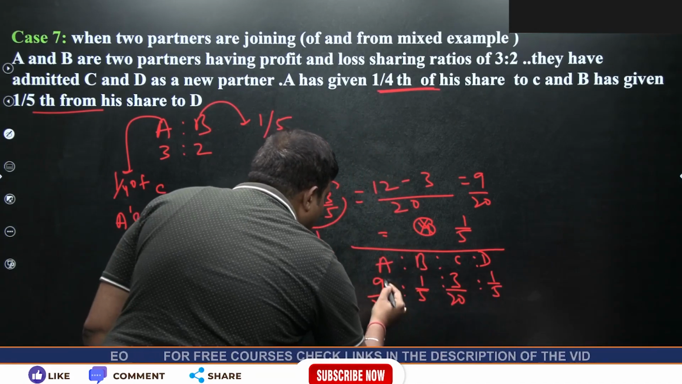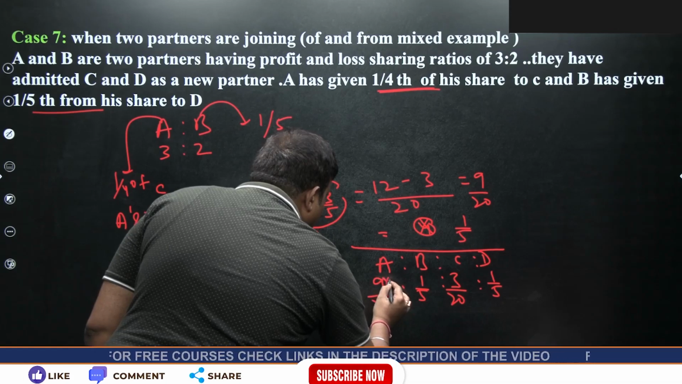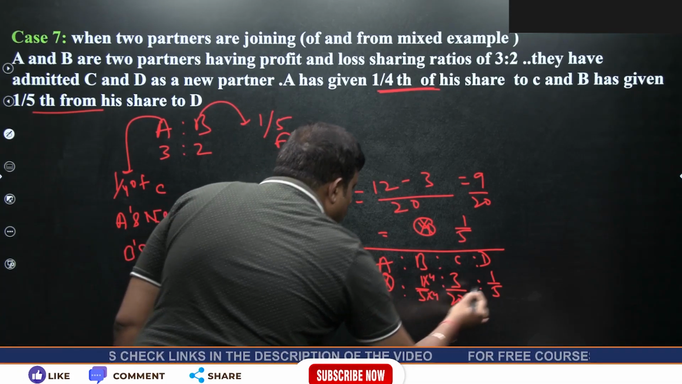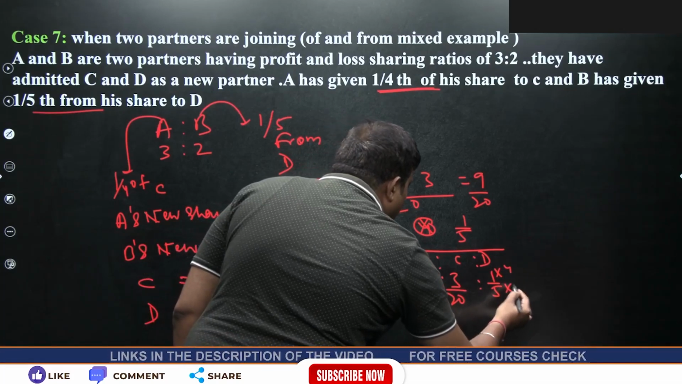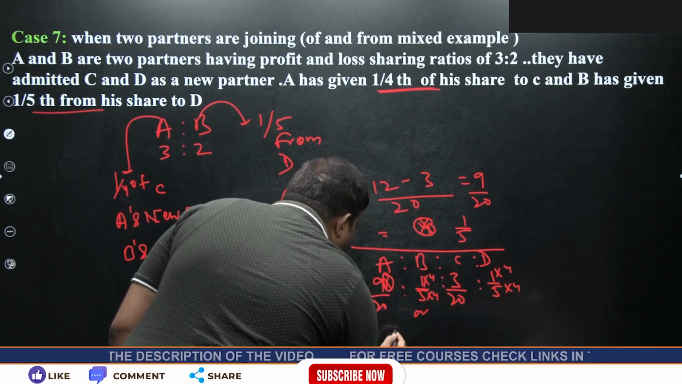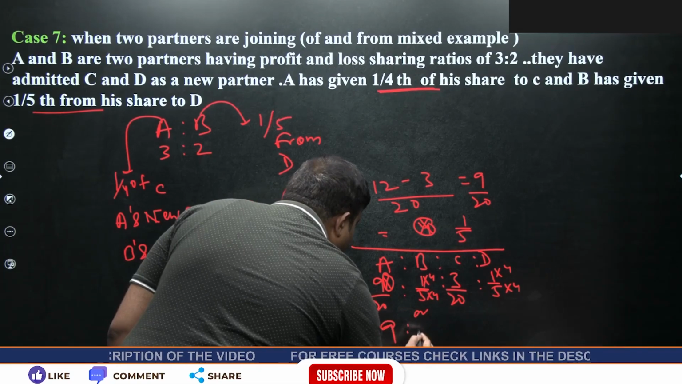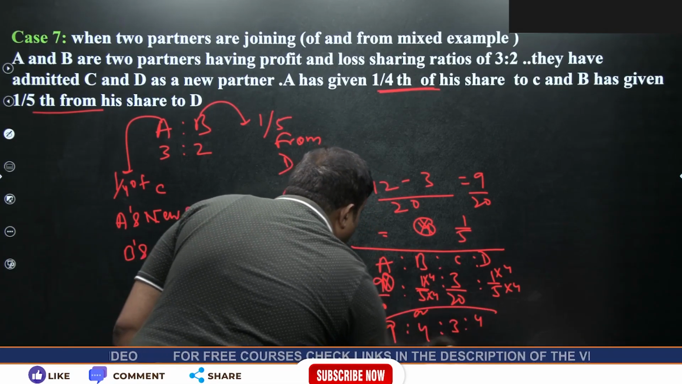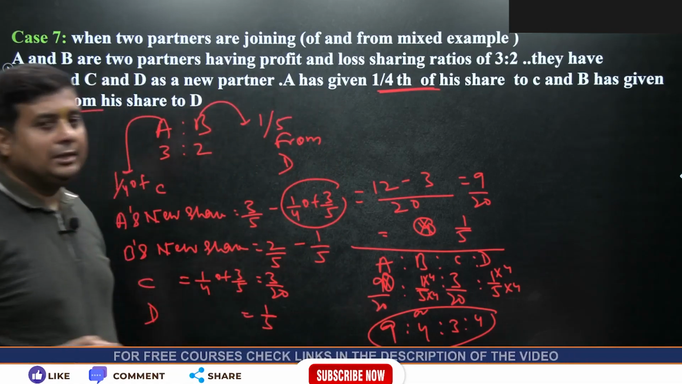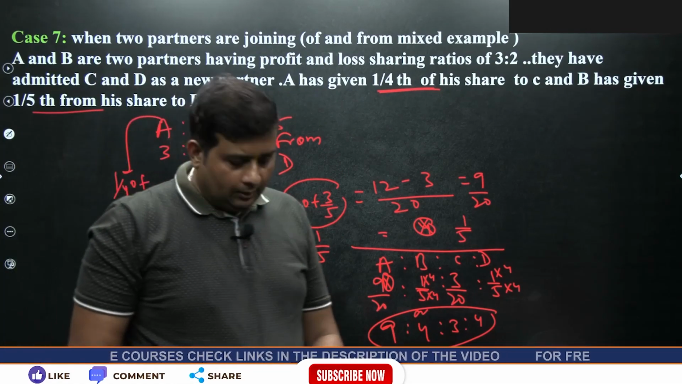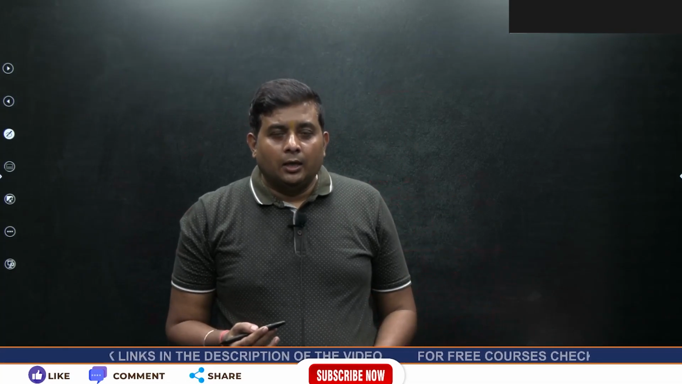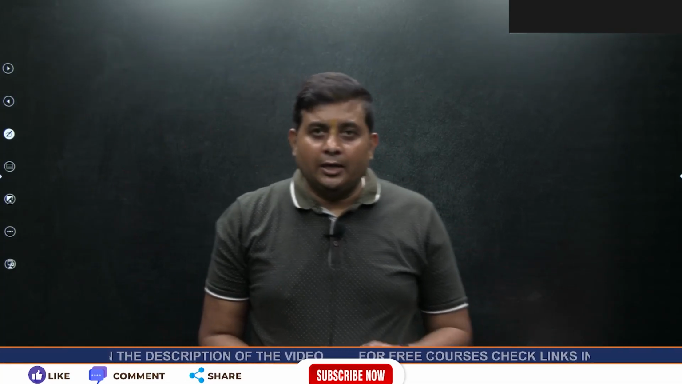Let's equalize them. So it is not multiplied by anything. It should be multiplied with 4. It is also multiplied with 4. So here you can see 9 is to 4 is to 3 is to 4 would be the new PSR of A, B, C and D. So I hope you understand all of the concepts. So today we talked about the calculation of new profit and loss sharing ratio.